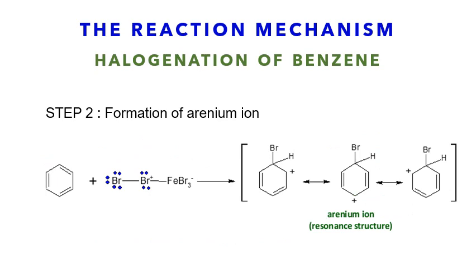For the second step, we have to show the formation of the arenium ion. To show the formation of the arenium ion, the electrophile complex will be attacked by the pi electrons from the benzene ring, breaking the bond between the Br-Br atoms. Then the bromine atom will attach to one of the carbons in the benzene ring and form the arenium ion.